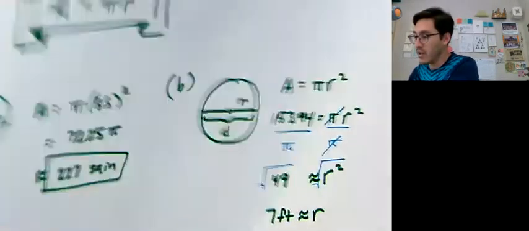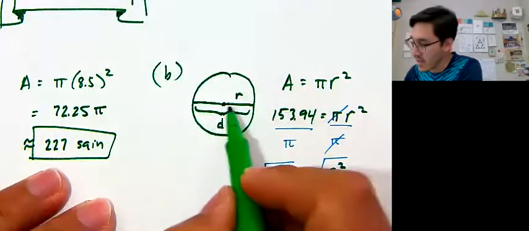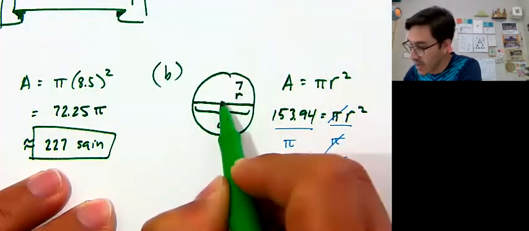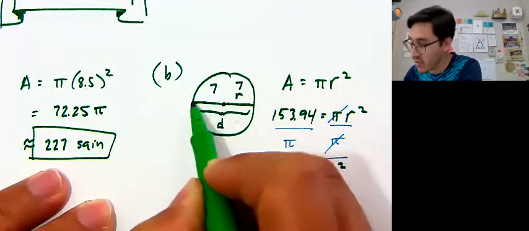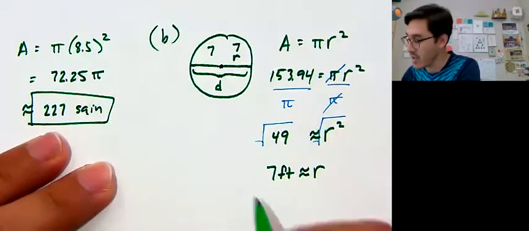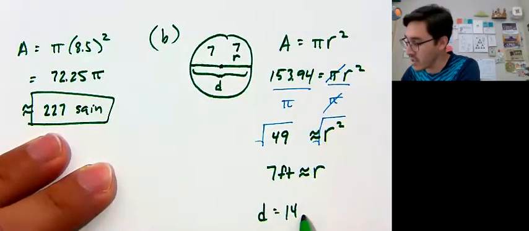Okay. So what that means in our picture is that the distance from center to edge is 7. And from center to edge is 7. So from edge to edge, 14, right? Diameter is double the radius. Okay, so the diameter is 14 feet.